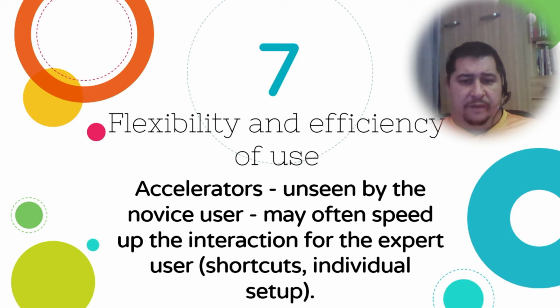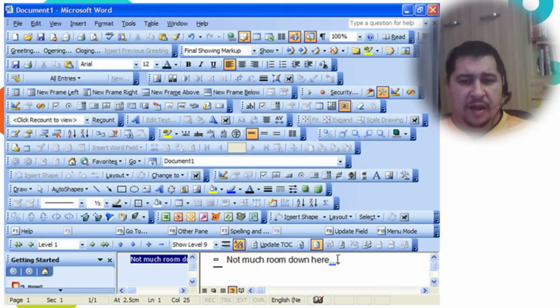Heuristic number 7: flexibility and efficiency of use. So we have the so-called accelerators, unseen by the novice user, but may often speed up the interaction for the expert users. Here go all the stuff like shortcuts, individual setup, and different modes like simple mode, advanced mode, etc. And I think this picture says it all. This is Microsoft Word with all the different toolbars enabled. So no one uses Microsoft Word like that, I hope, at least.